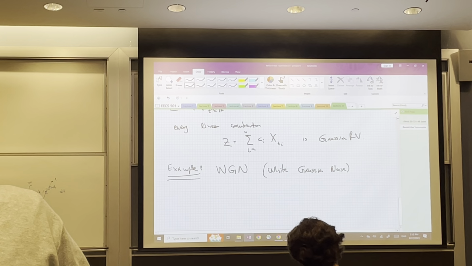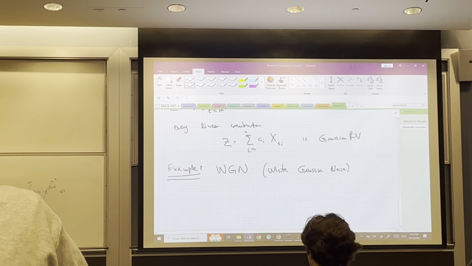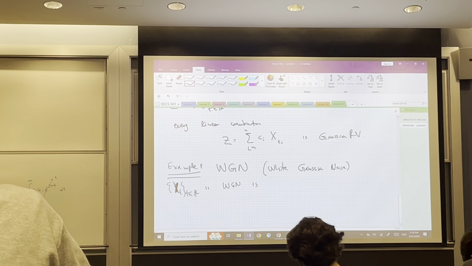I already told you what white noise is. So white Gaussian noise is a white noise which is also Gaussian. So I can say that x of t in R is white Gaussian noise if 1, it is a Gaussian random process.